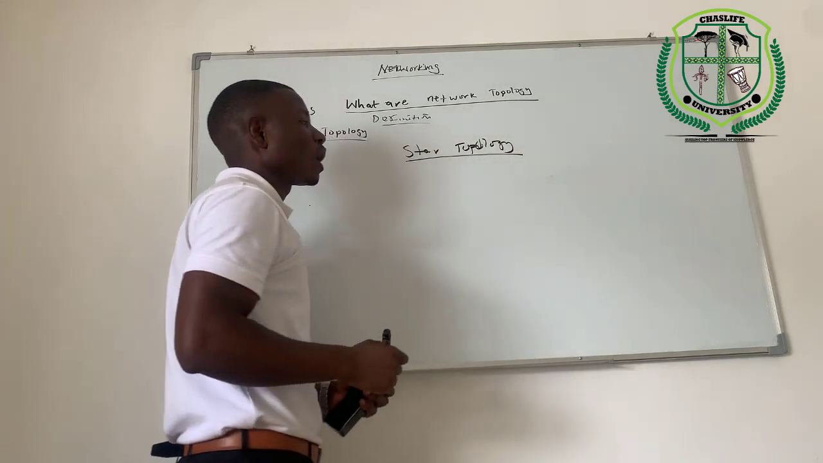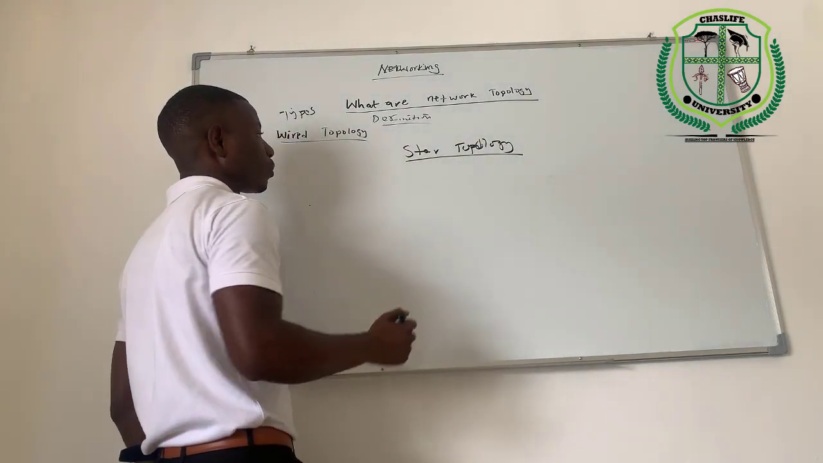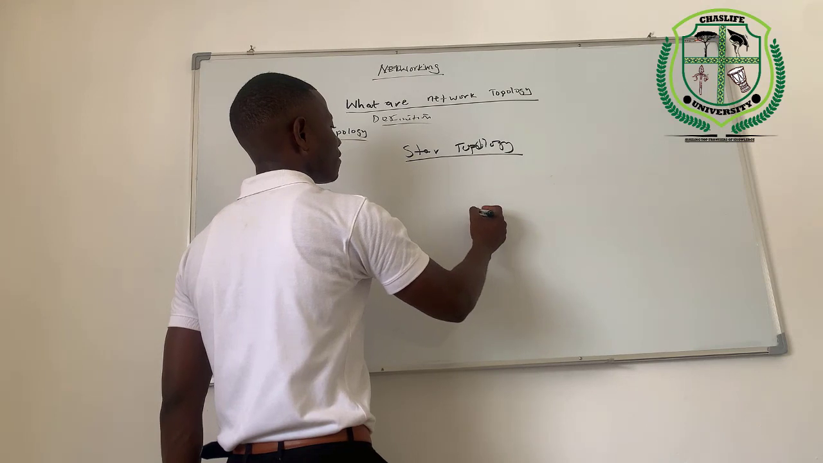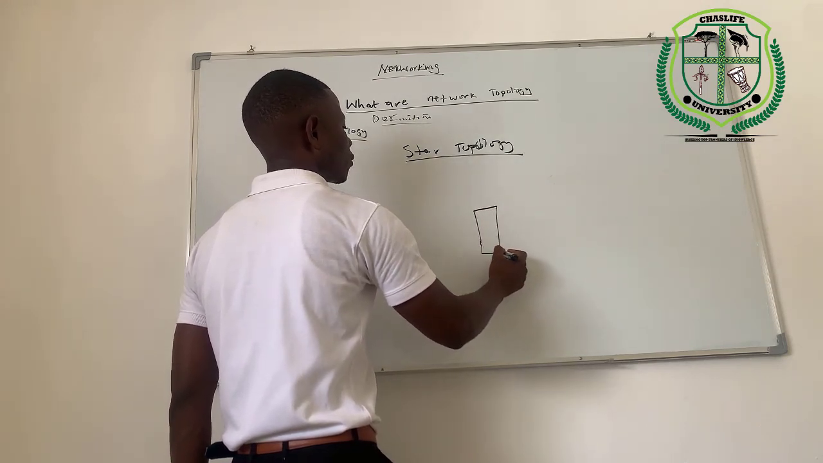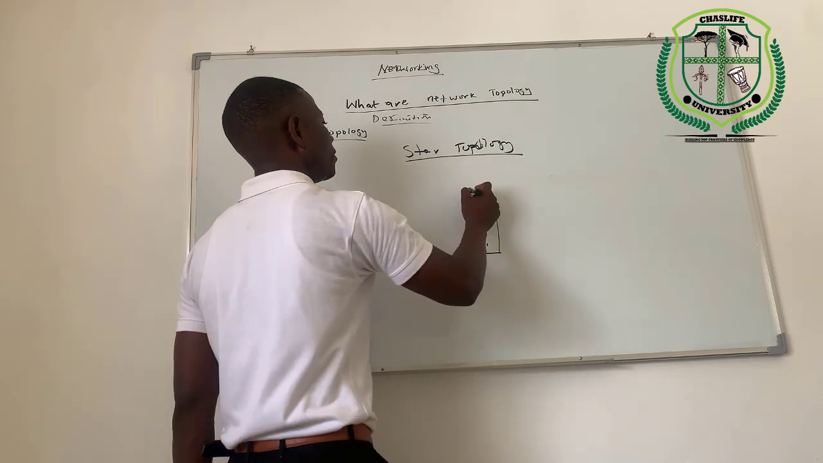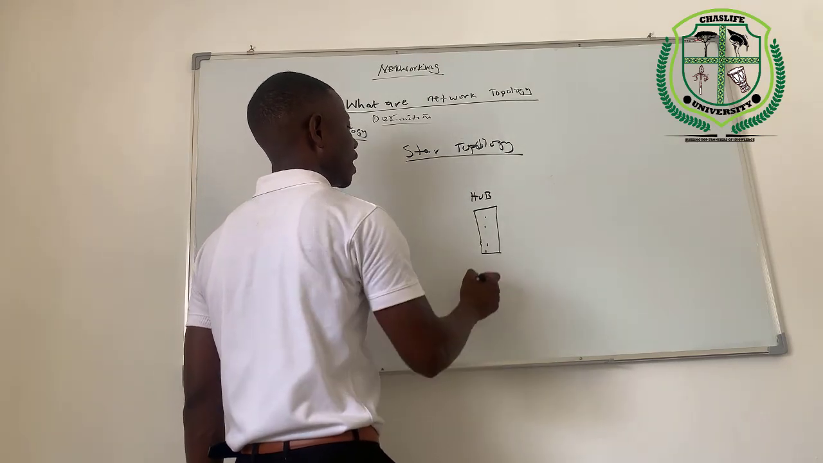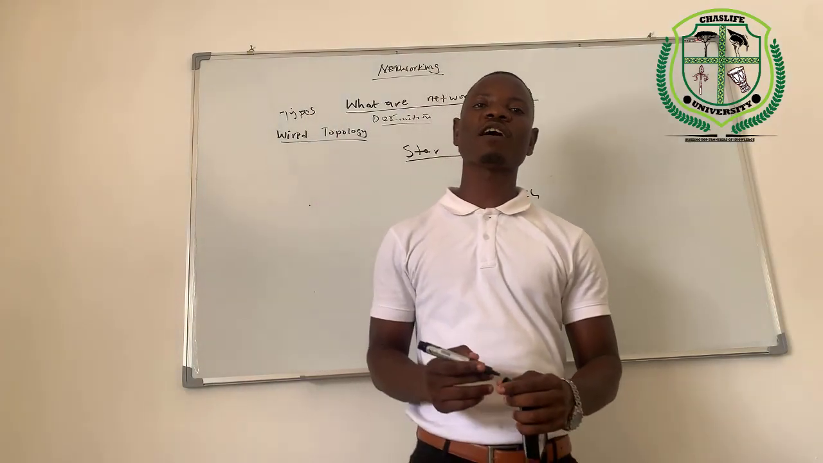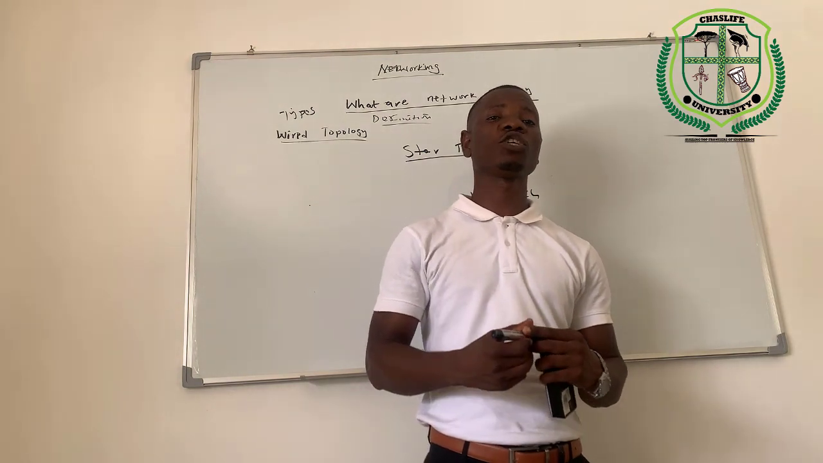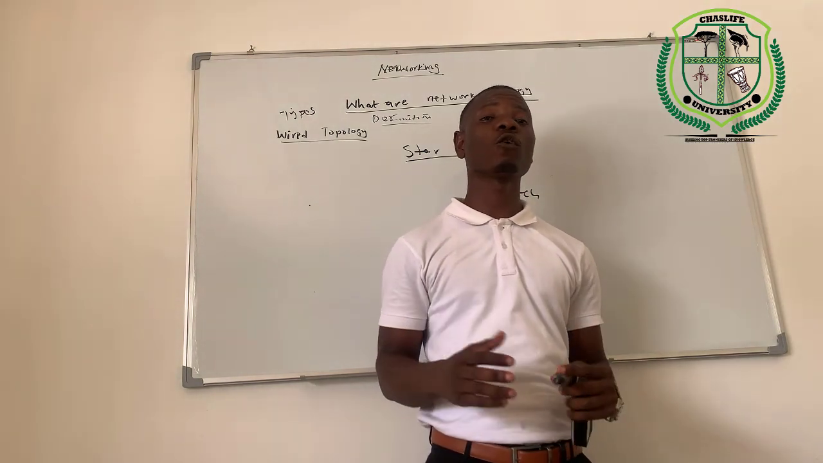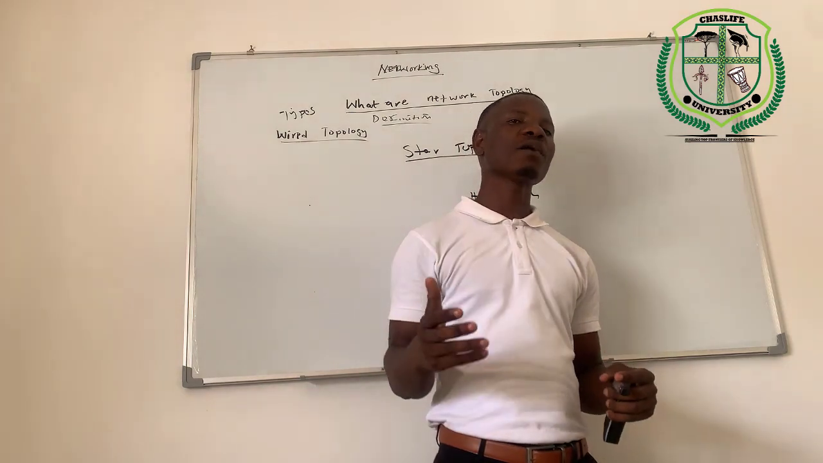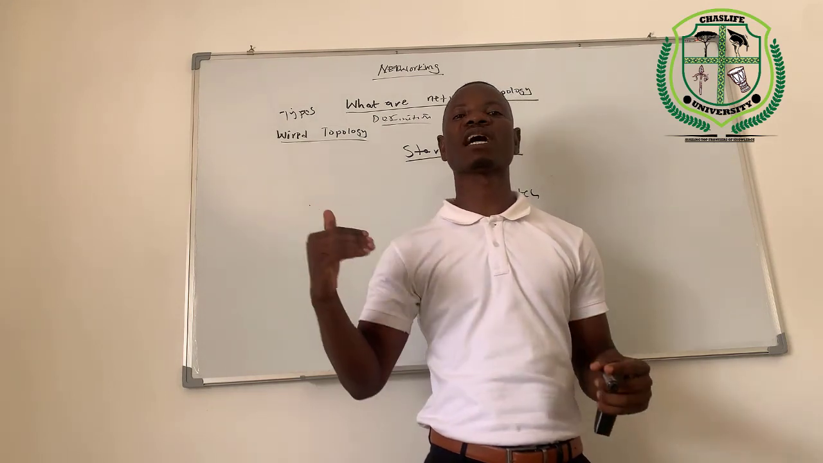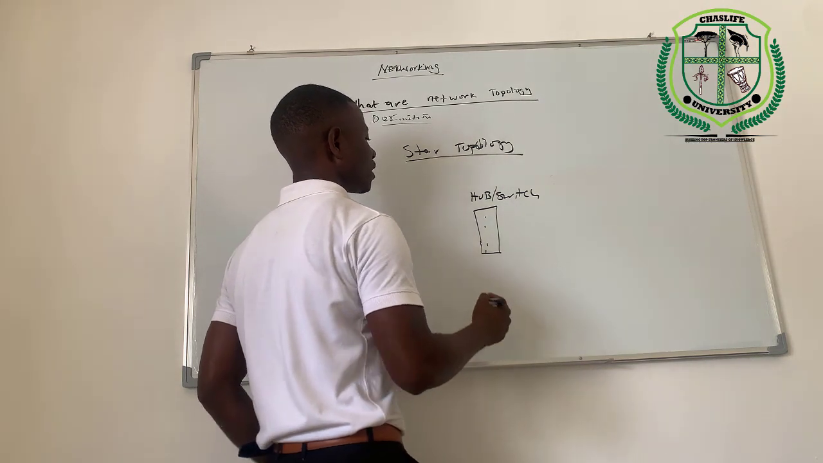Under star topology, this is what is really needed. What you're supposed to have at the center is a hub or a switch. The first thing that you're supposed to have when you are dealing with star topology is a hub or a switch. Then you connect the machines that you have, the computers, to that hub.